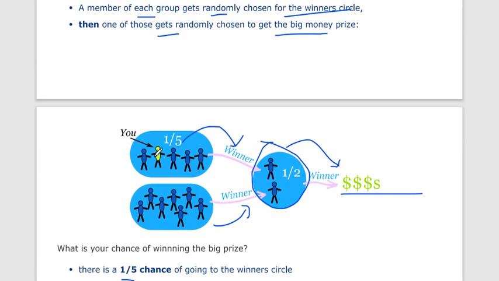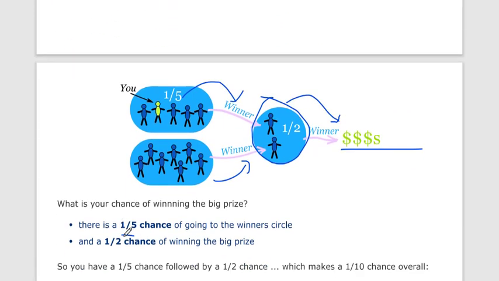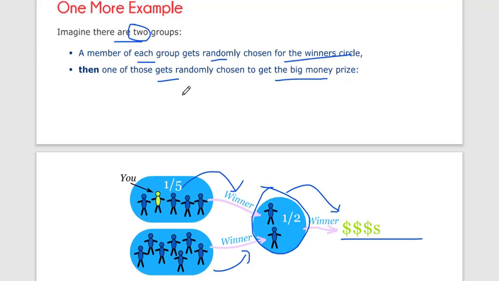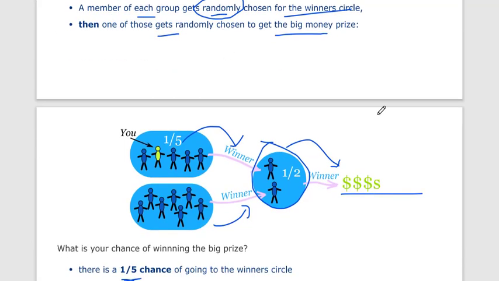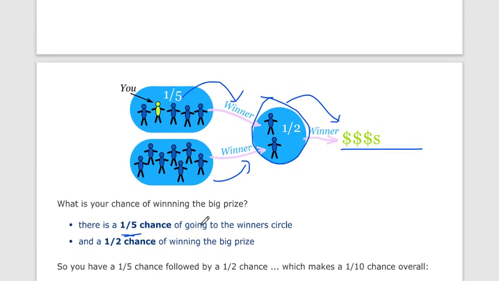Okay, there are 5 members, so it's a 1 by 5 chance that you will get to be the winner. It's not about a race or any competition; it's randomly chosen. They have given the words "randomly chosen." So there is a 1 by 5 chance of going into the winner circle.